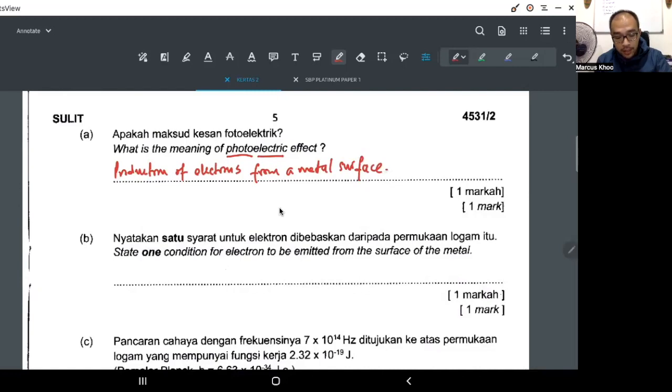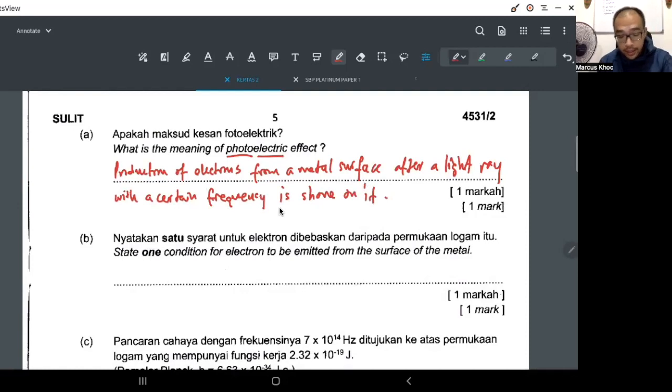Okay, from a metal surface, after a light ray, you can say light ray or photon ray, after a light ray with a certain frequency is shown on it.